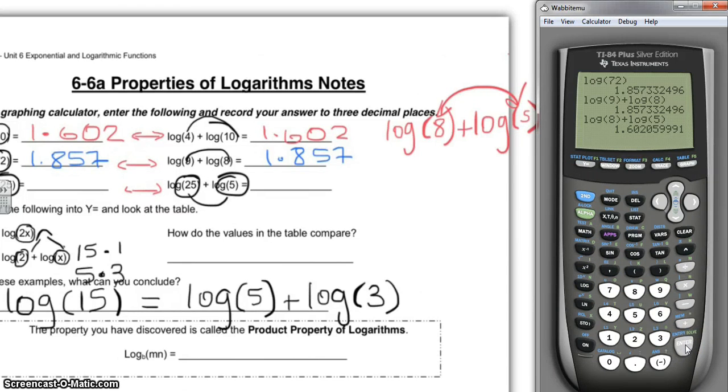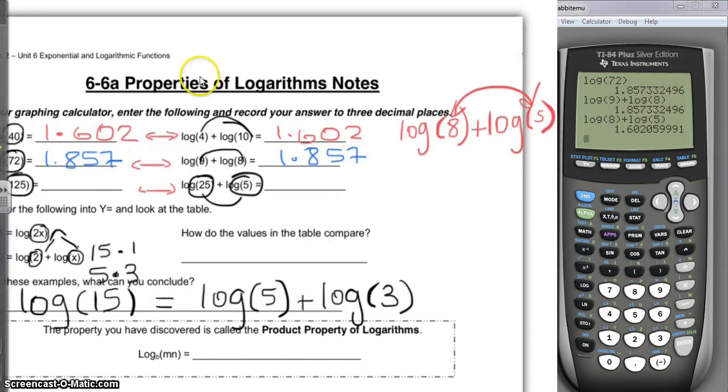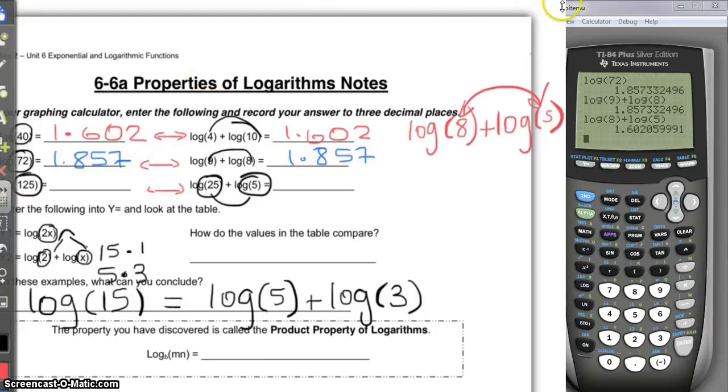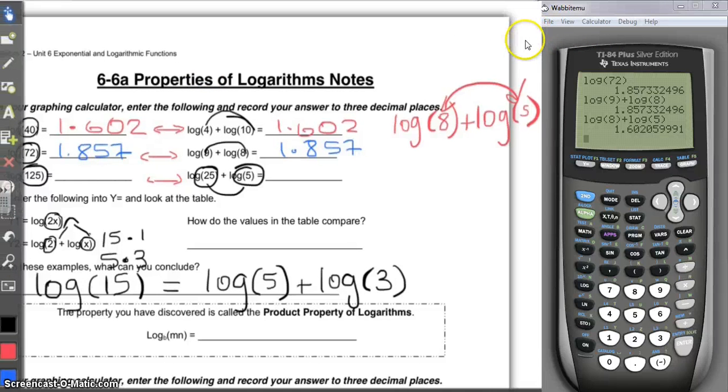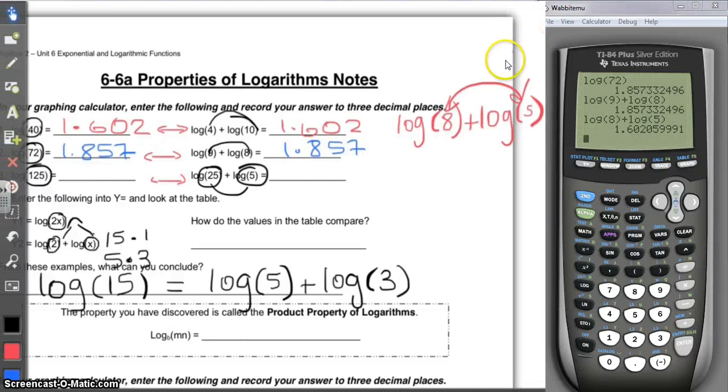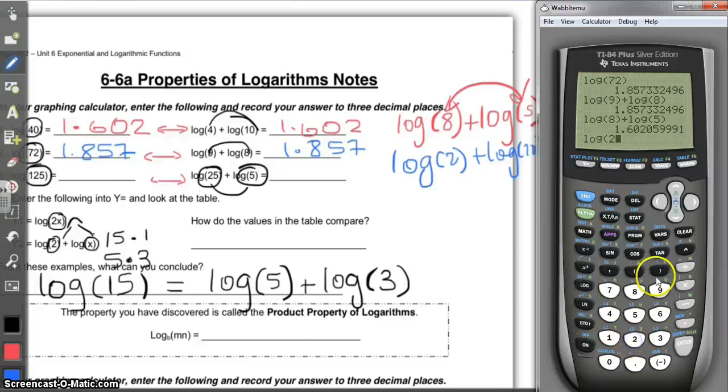Yes, 1.602. So no matter what numbers you take, as long as you multiply them and you can get 40, then the log when you add them is going to be the same. So think of another number. 8 times 5 is 40. 4 times 10 is 40. What else? 2 times 20. Okay, I'm going to put this to the test. I'm going to try log of 2 plus log of 20. Is it going to be still the same? So let's try it. Log of 2 plus log of 20, because 2 times 20 is 40.